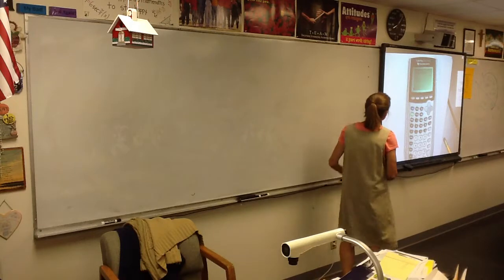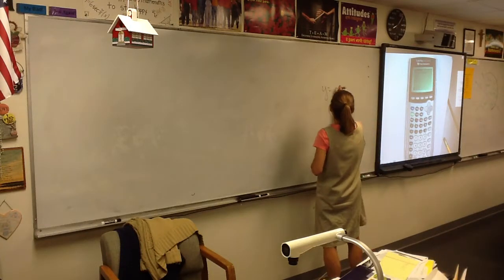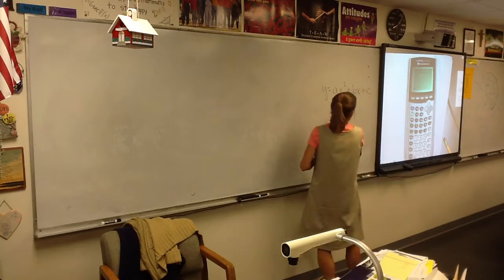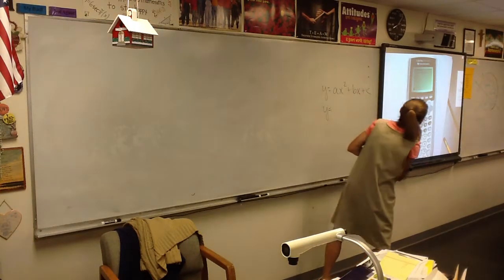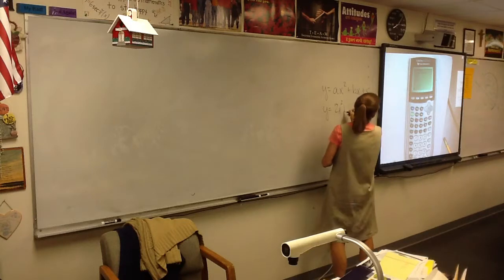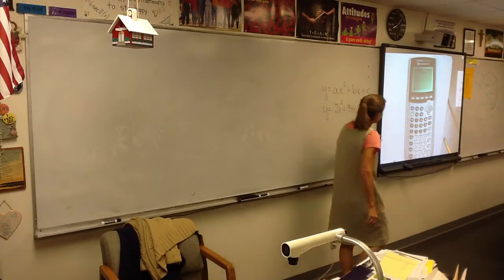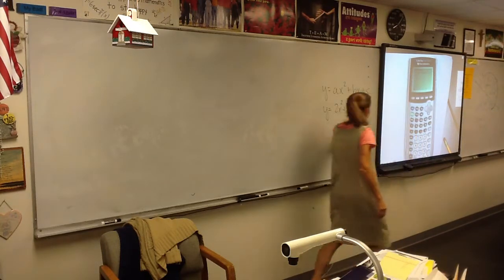And then what comes up on the screen, remember this is quadratic. This is what a quadratic looks like. So they tell me now that my equation is 2x squared plus 3x minus 4. Because A is 2, B is 3, and C is negative 4.